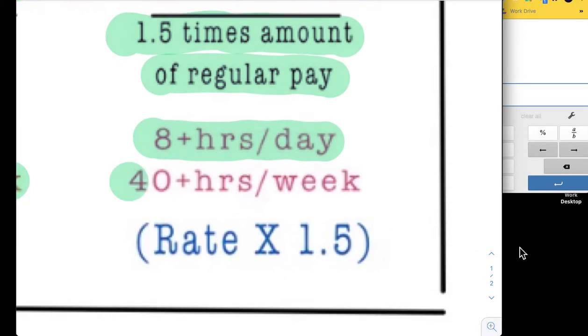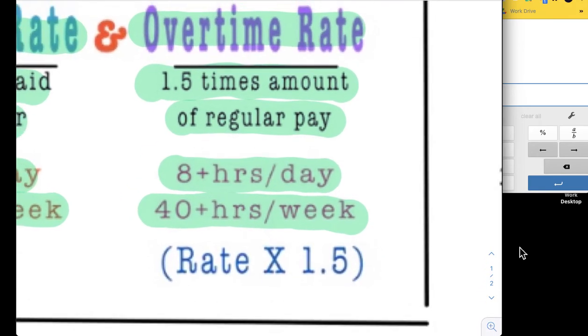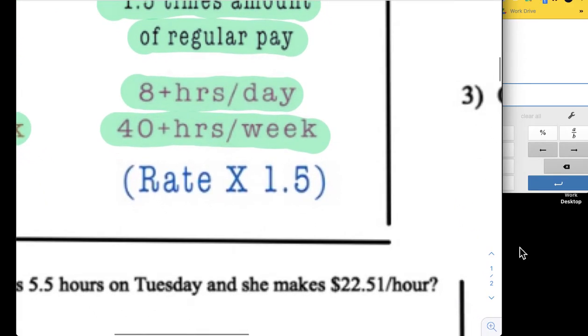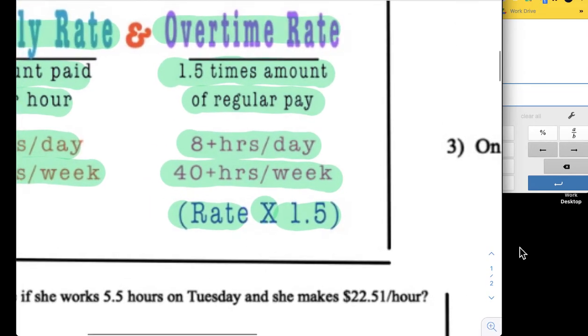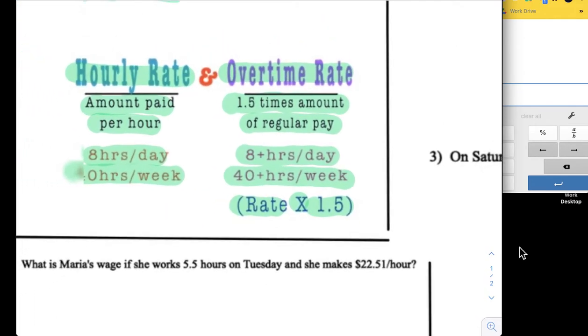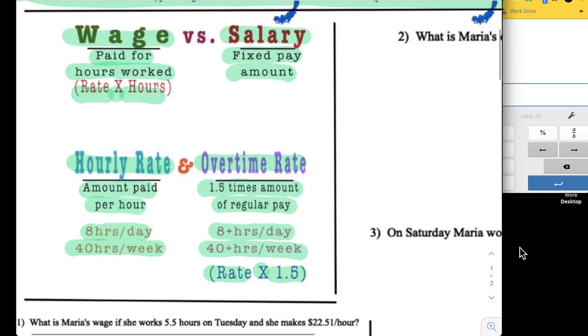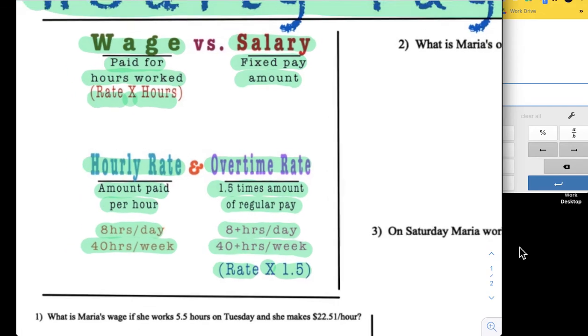And also, it's more than 40 hours a week, right? Because 40 hours a week is regular. If you work more than 40 hours a week, then you are working overtime. And like I said, the way they figure out your rate is they take your rate and they multiply it by 1.5 to figure out your overtime rate, how much you're going to get paid an hour during overtime. So those are the vocabulary words that we're going to use in this lesson.